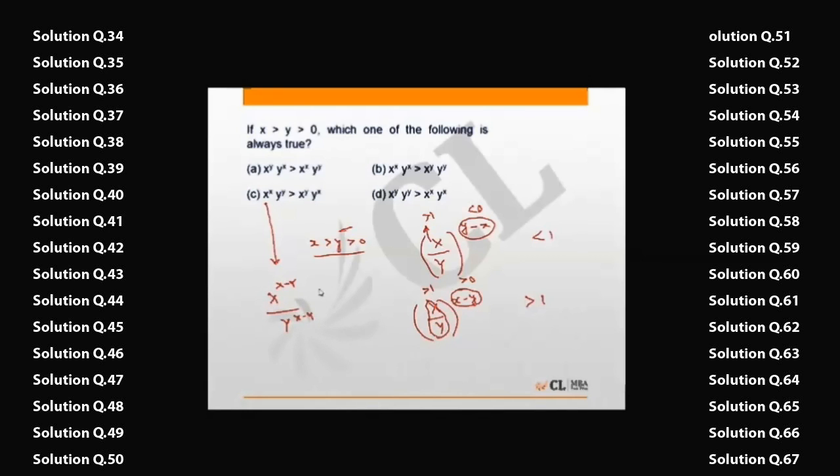The left hand side is this, which is equal to (x/y)^(x−y). And we know that this has to be greater than 1. Hence the appropriate option is C.